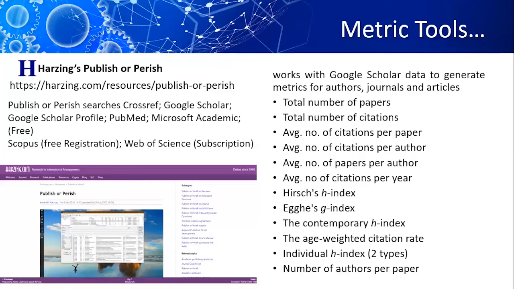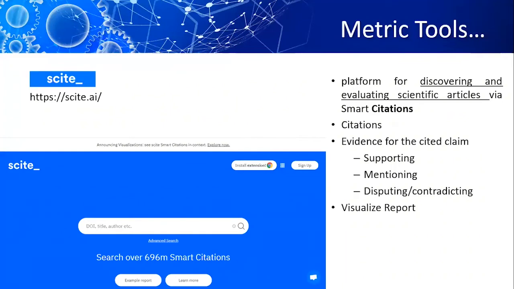Now I'm moving to the next tool, that is scite. This is a very interesting tool, available online. Here the S represents smart citations. This is a platform for discovering and evaluating scientific articles via smart citations. This provides information smartly, that's why it is called smart citations. Here this provides the number of citations and evidence for the cited claim.